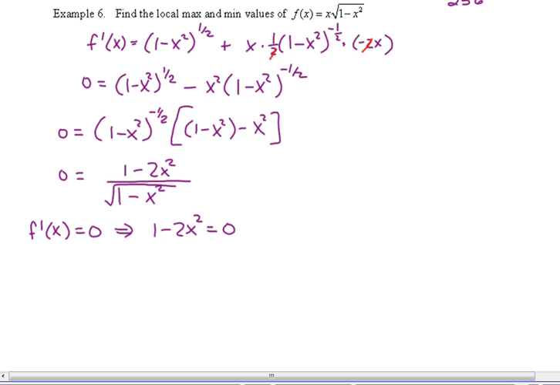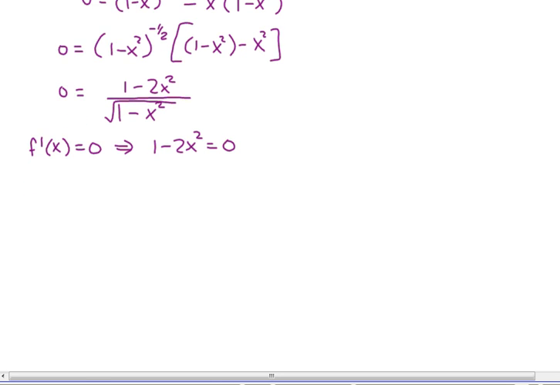So when would that be? Well, we need to solve that. Add 2x squared and divide by 2. So you get x squared equals 1/2, or x equals plus or minus the square root of 1 over 2, or 1 over root 2. It's an ugly one.